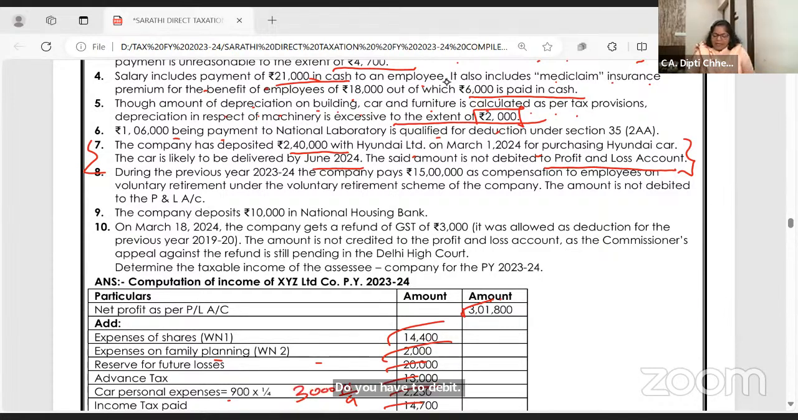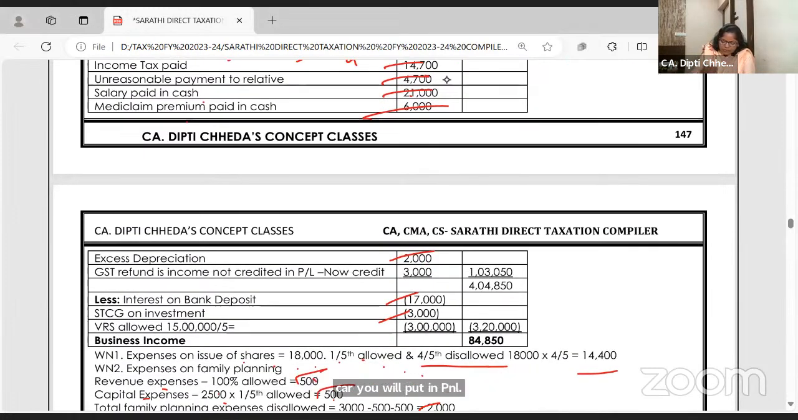Yeah. It may not be personal, beta, because you can purchase a car for your business purpose. But right now you have just paid a deposit. You didn't buy the car, you have just paid a deposit. So why will you debit in P&L account? When you purchase the car, you will put the depreciation on the car in P&L. So no treatment for this. You have to write a note.